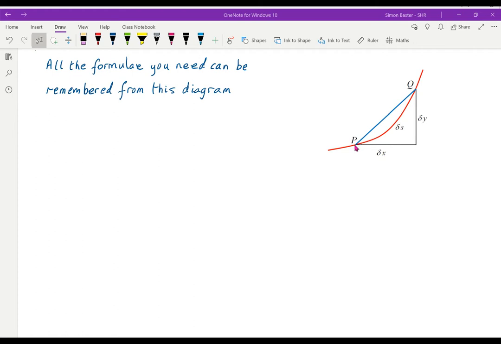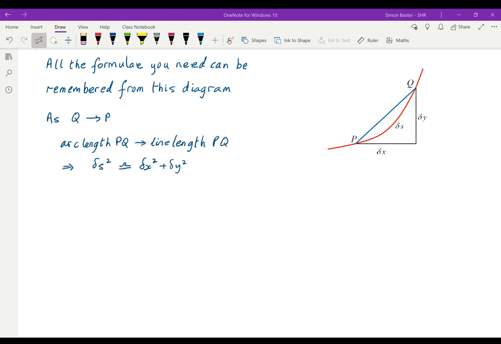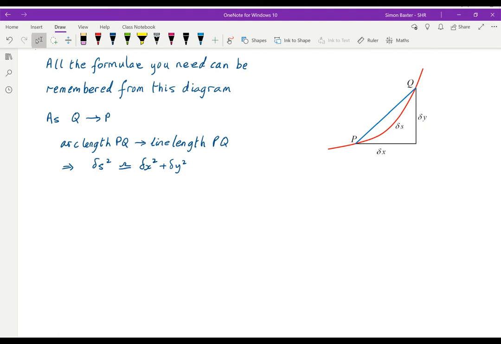And as we get smaller and smaller, we can appeal to Pythagoras, and we will get that delta x squared plus delta y squared is approximately equal to delta s squared. And if we now divide both sides by delta x squared, we will get (delta s divided by delta x) squared is approximately equal to 1 plus (delta y by delta x) squared. Now we let delta x get smaller and smaller and smaller.